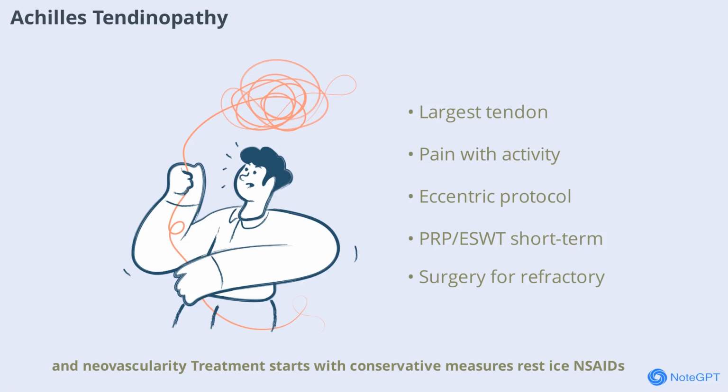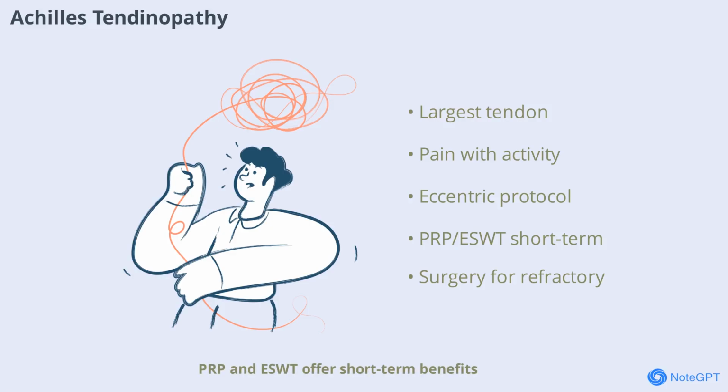Treatment starts with conservative measures, rest, ice, NSAIDs, and eccentric strengthening, often using the Alfredson protocol. PRP and ESWT offer short-term benefits, but long-term outcomes are similar to other therapies. Surgery is considered for refractory cases, with options varying by tendinopathy type.